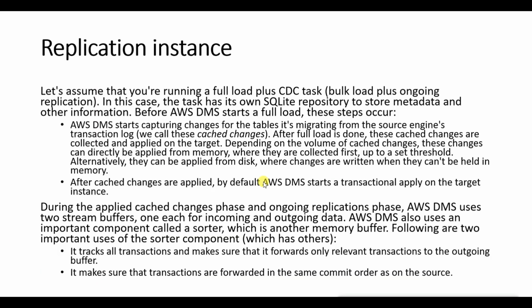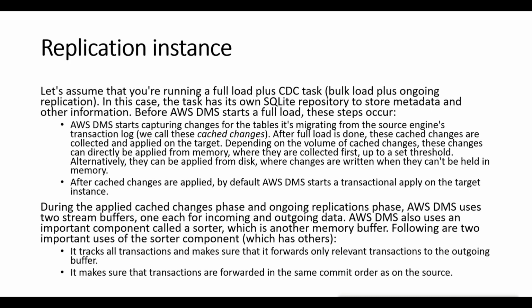Let us assume that you are running a full load CDC task. In this case, the task has its own SQLite repository to store metadata and other information. Before AWS DMS starts a full load, these steps occur. It starts capturing changes for the tables it's migrating from the source engine's transaction log, as I told you earlier. We call these cached changes. After the full load is done, these cached changes are collected and applied on the target.